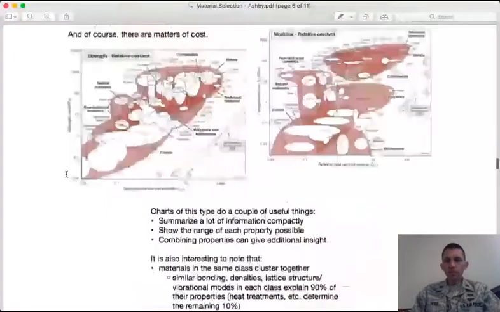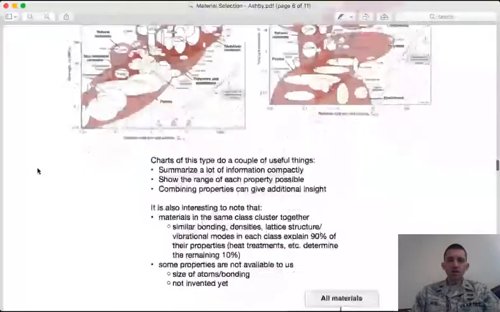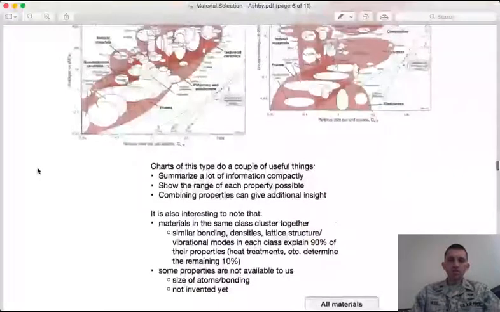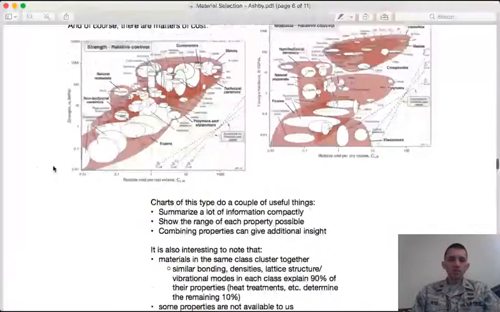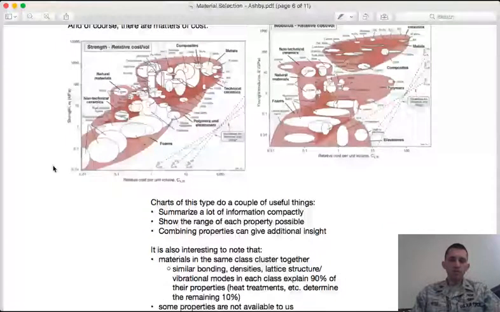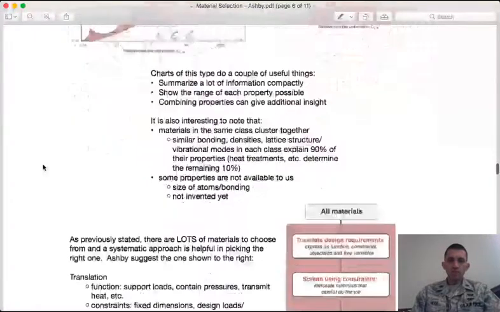And if you look at these charts, right, not every part of the chart has a material that has that combination of properties. And so this is mostly due to the fact that, well, maybe that material hasn't been invented yet. We can't process it to be a useful material. But it's also due just to the fact that we have a certain size and shape for our atoms and our molecules, and a certain bonding behavior, which limits the properties that we can attain.